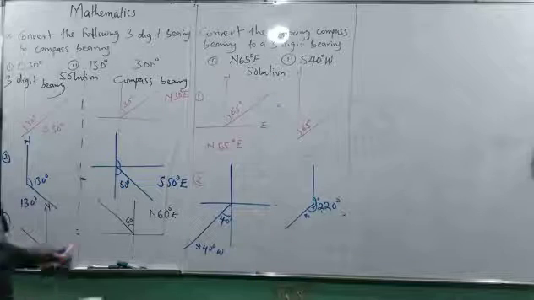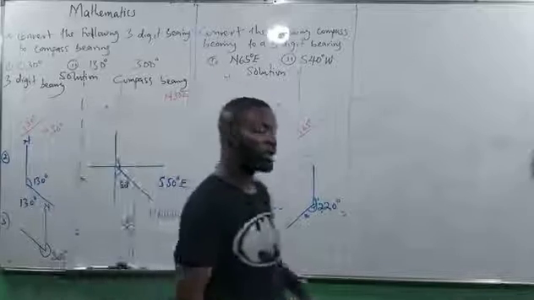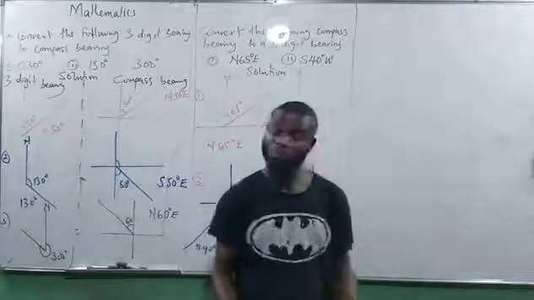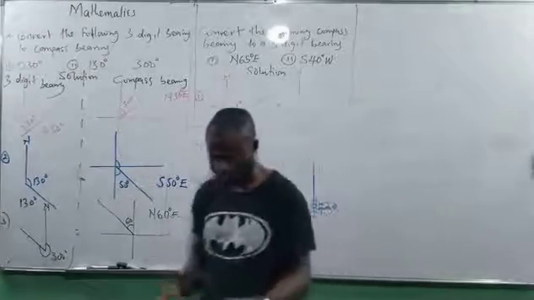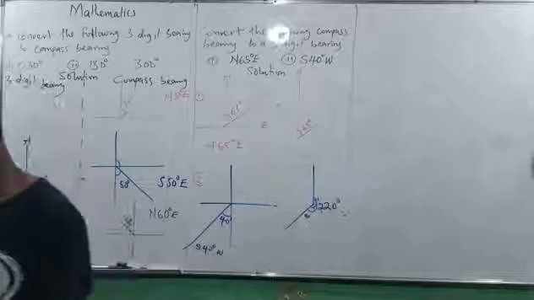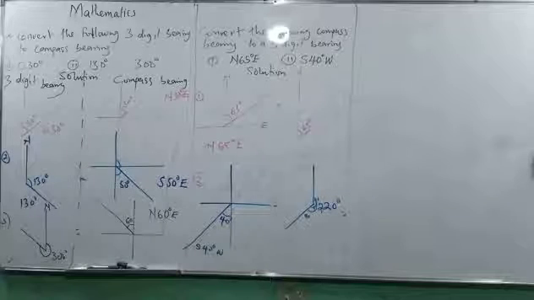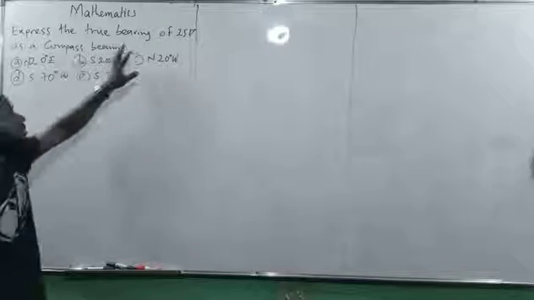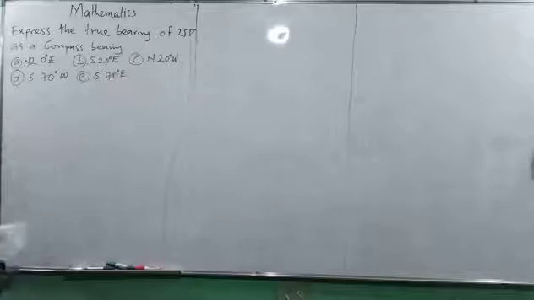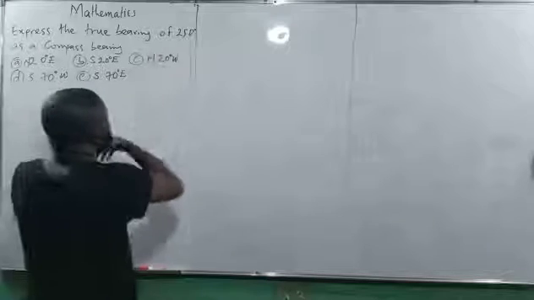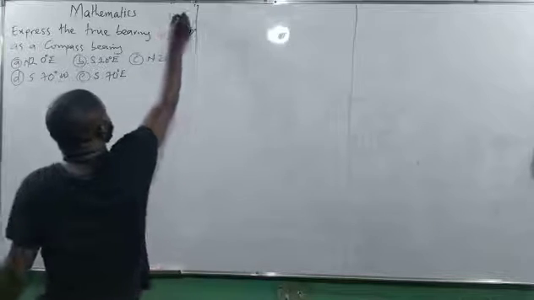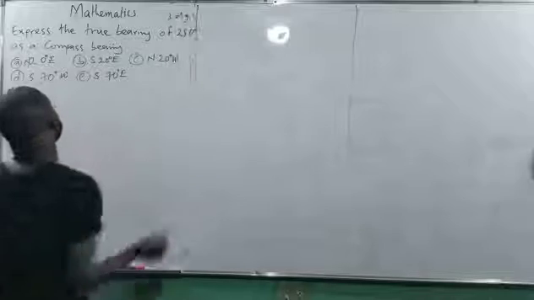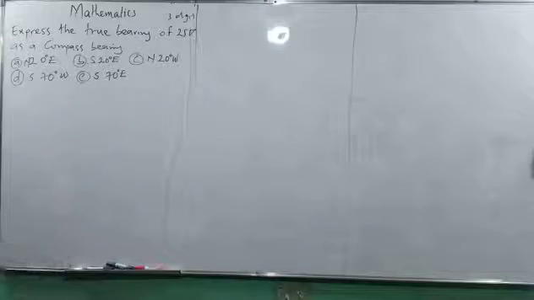Now, can you see 3-digit bearing and compass bearing? Can you see the relation? Please try to understand this, because when the word problem comes, I will assume that you have done well. I have a problem here. Permit me to write out the question. Look at this problem. Express the true bearing of 250 degree. This is 3 digits. Three what? Digits. Now, as a compass bearing.